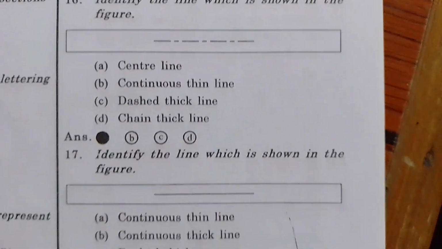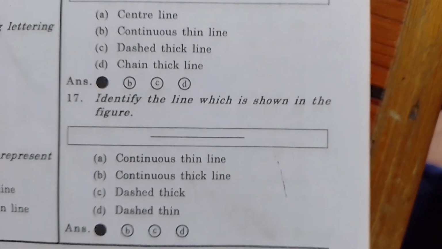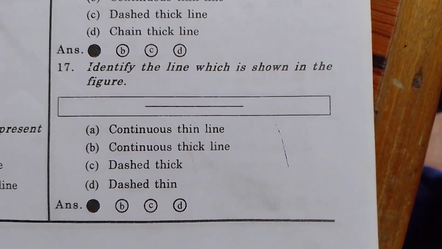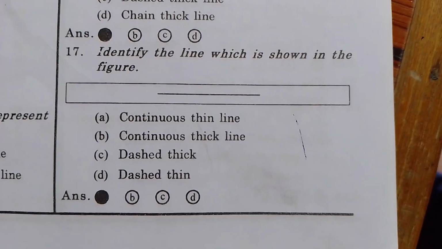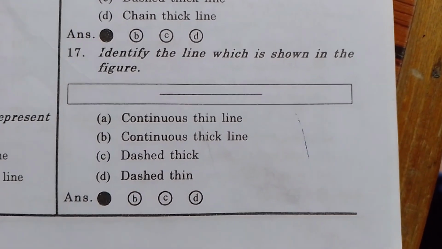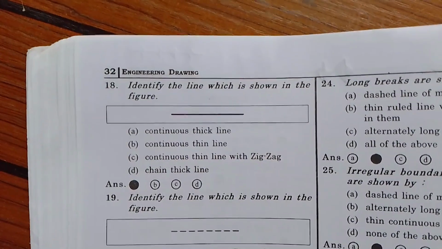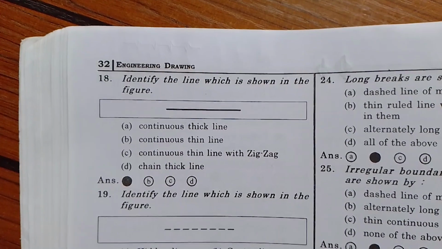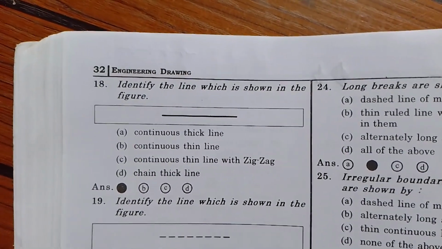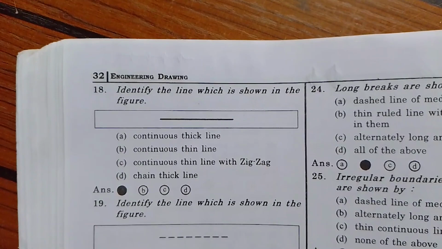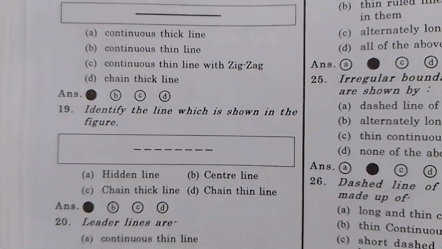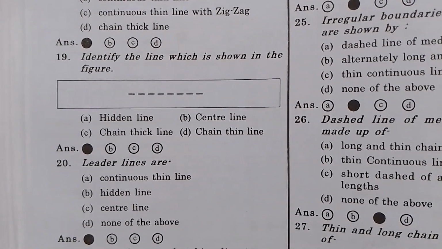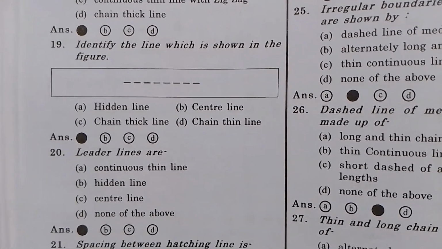Identify the line shown in the figure. Question number 17. This is a continuous thin line. Number 18. Identify the line shown in the figure. It is very easily identified. This is a continuous thick line, a thick line. Identify the line shown in the figure. Question number 19. This is a hidden line, dotted line or medium line drawn by 2H pencil.